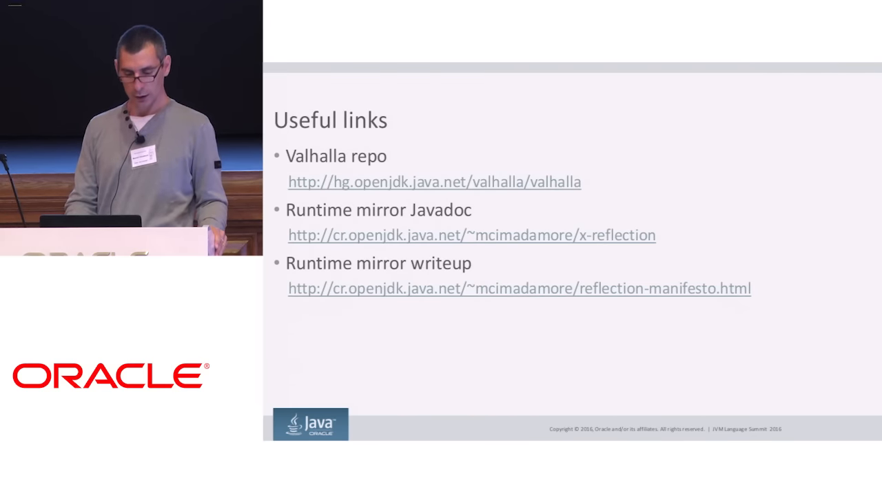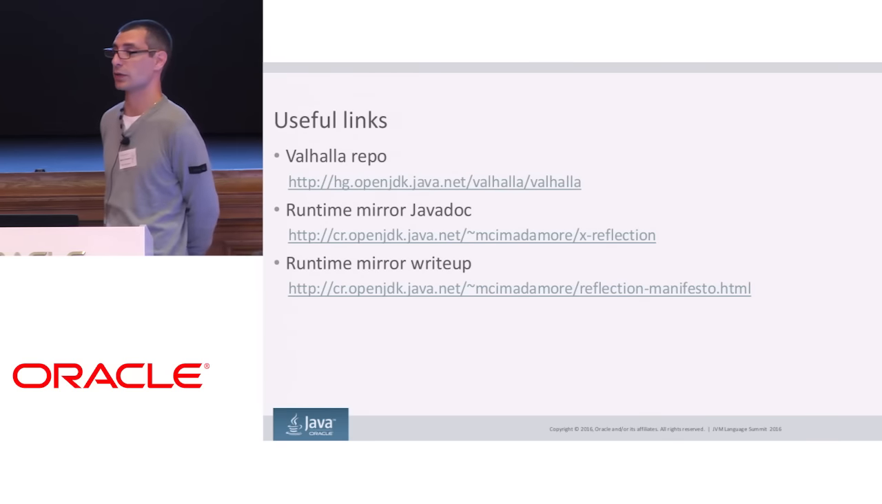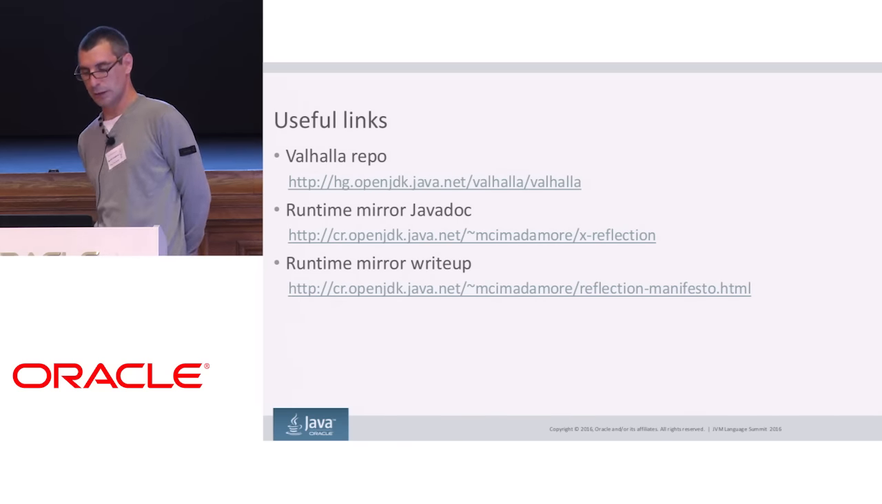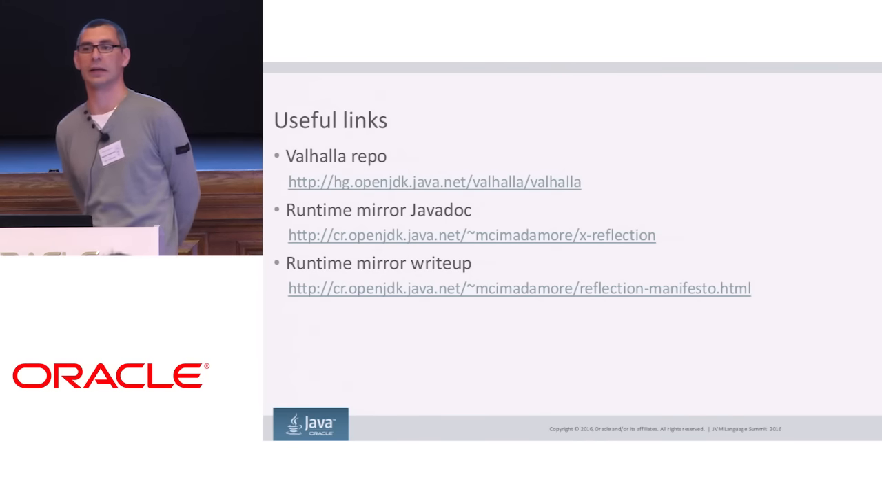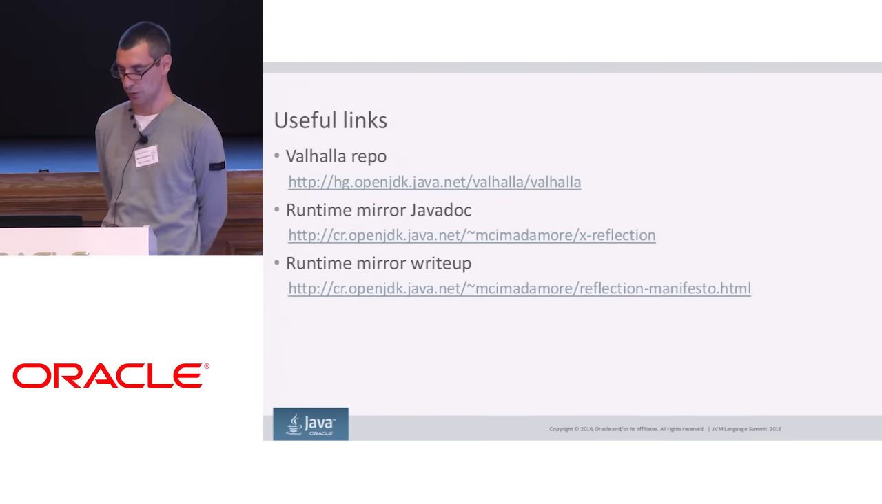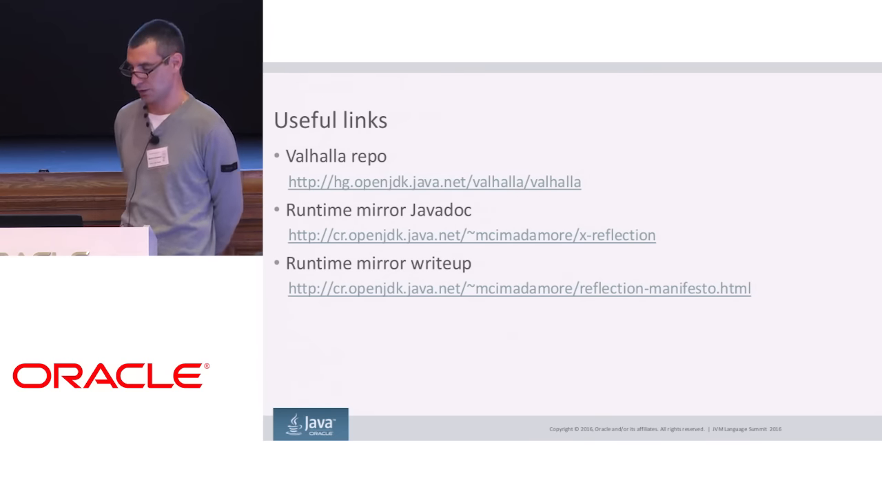That's the end of the talk, really. There is a bunch of links. The first is the Valhalla repo, which contains an implementation for this API. Then there's a link for the Javadoc for this new reflection API. And then there is the long version of this talk, a write-up that contains all the design decisions behind the new reflection API and the path that brought us here in the first place.